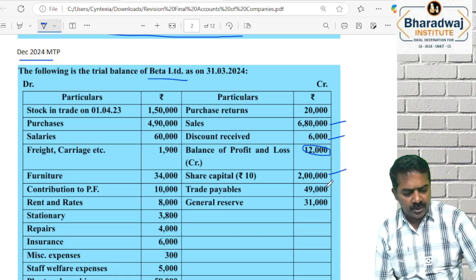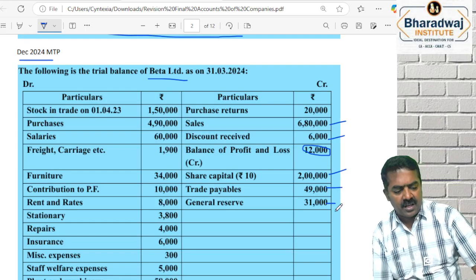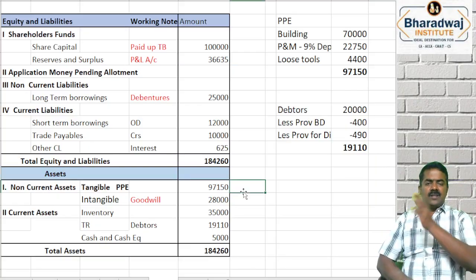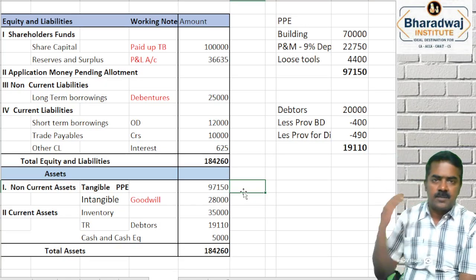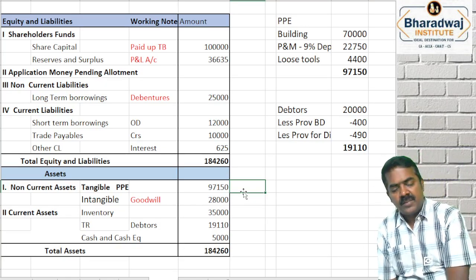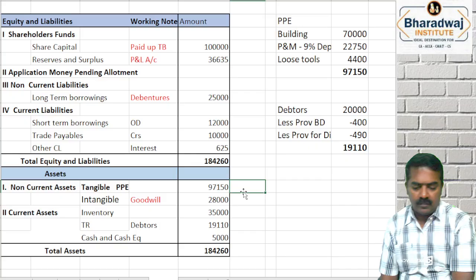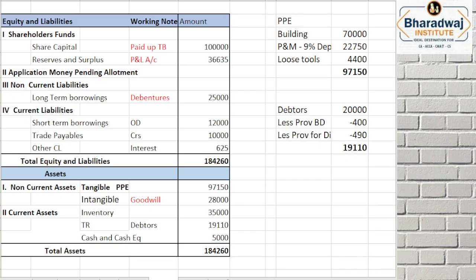Share capital, of course, share capital. Trade payables will come under current liabilities. General reserve will be shown under reserves and surplus. Like this, credit side, income or liability will be there. Debit side, analyze whether expense or asset, just analyze. Then go through the adjustments also, then we'll start working. It's not a break time, so read the question.